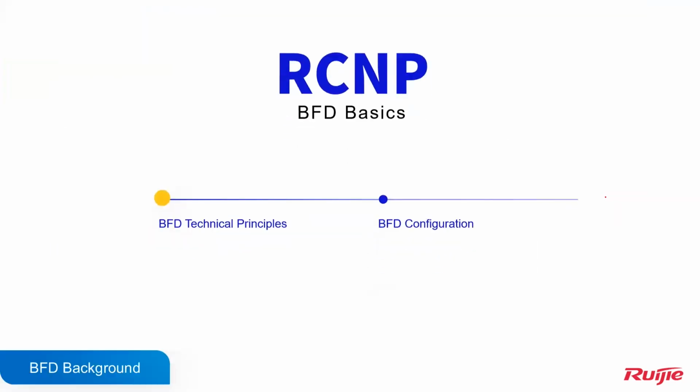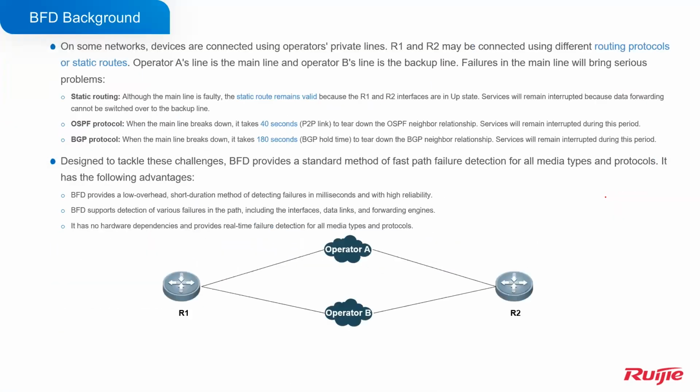So about BFD, after knowing the function of it, let's see the background. On some networks, devices are connected using operators' private lines. In this case, we have two routers, R1, R2, and they are connected using different routing protocols or static routes. Operator A's link is the main link. Operator A is the upper link you can see in this figure, right? And this is the main link. Operator B's link is the backup one.